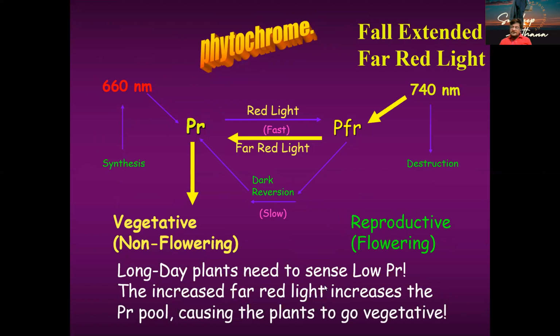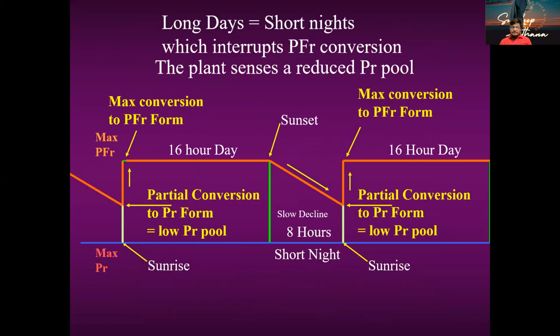Then long day plants need low PR. Low PR will be only when the period of the light is going to be longer. So they'll be having more of the PR getting converted to the PFR. And if the darker condition at 740 nanometer is coming, then the flowering chances are going to be more. So low PR means more PFR. Low PR means the long day. High PFR means the short day or more longer period of darkness.